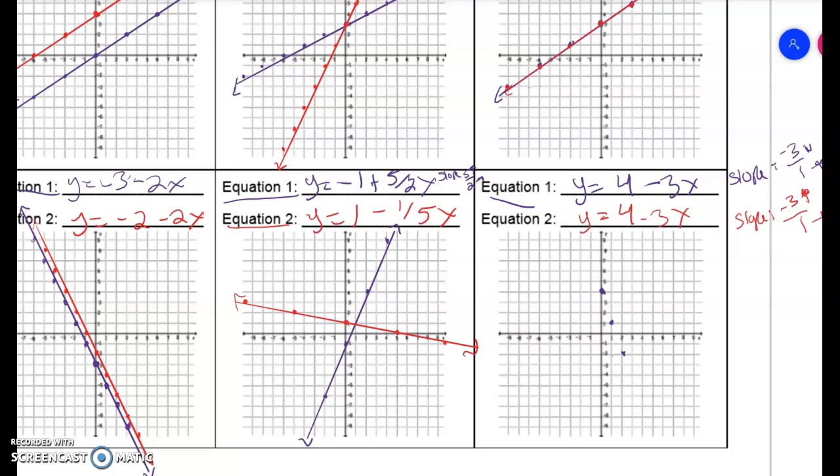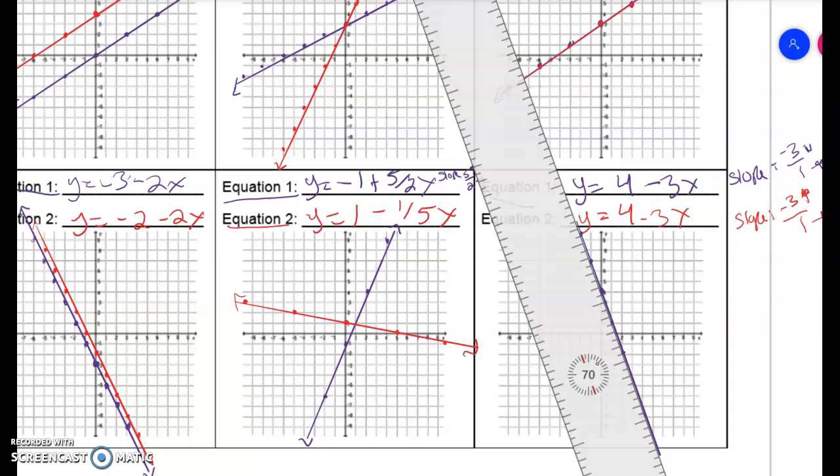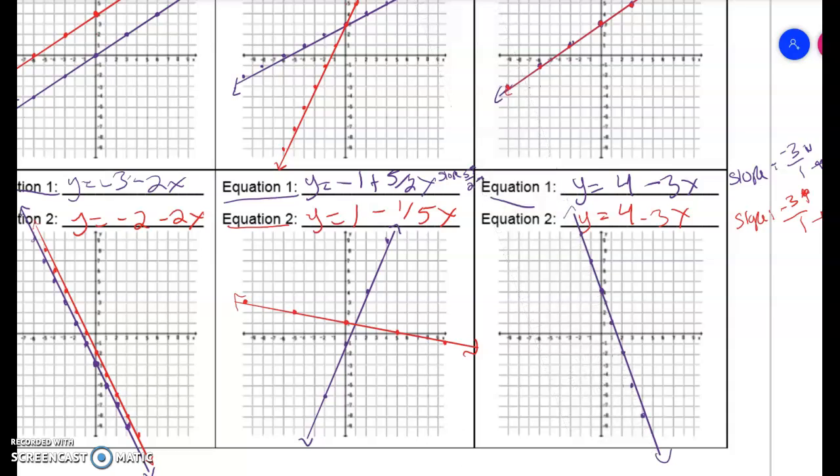And keep doing this until you get all the way to the edge of your graph. Yes, I'm going to keep saying that every time we graph until you know what to do in order to not graph wrongly. Alright, so I got my purple graph here. And I'm going to draw a line. And guess what? The red is going to be exactly the same. It's going to start at 4 and go down 3 and over 1 and up 3 over 1.